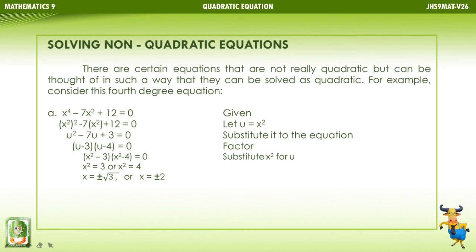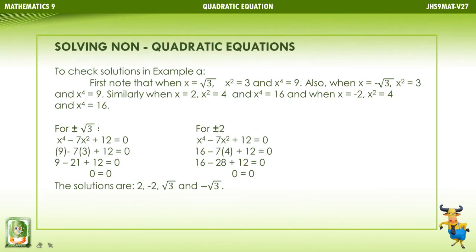x² = 3 or x² = 4. x = ±√3, or x = ±2. To check solutions in example A, first note that when x = √3, x² = 3 and x⁴ = 9. Also, when x = −√3, x² = 3 and x⁴ = 9.